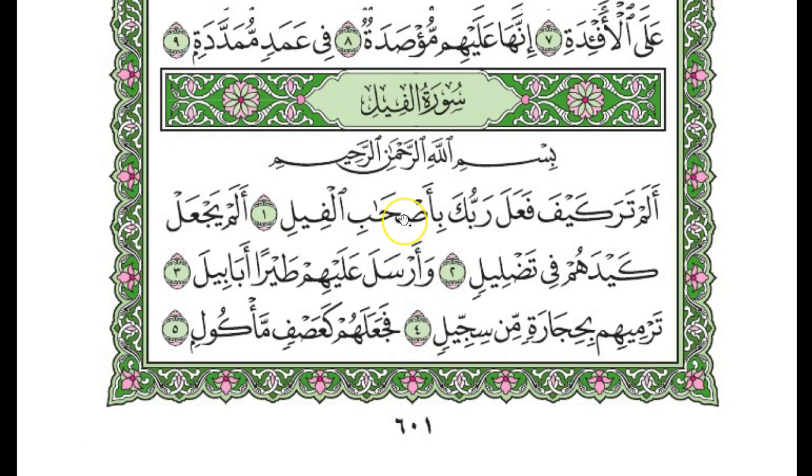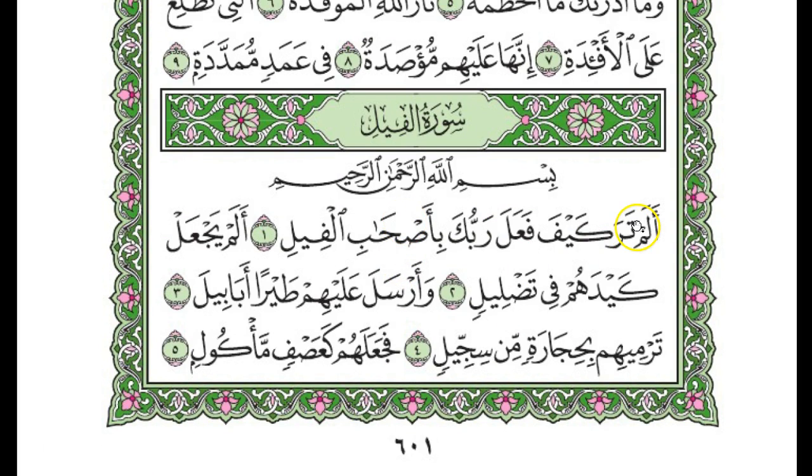Okay, last, before we stop this one, alam tara kayfa fa'ala rabbuka, see, rabbuka, your Lord. Alam yaj'al kaidahum, same, kaidahum. Wa arsala alaihim. No, alaihim. So you see, difficult to say alaihum. By right it should be alaihum, right? But it becomes alaihim. Okay, tarmihim. Okay, and faja'alahum. So that's how you identify the singular, the plural, the dual.